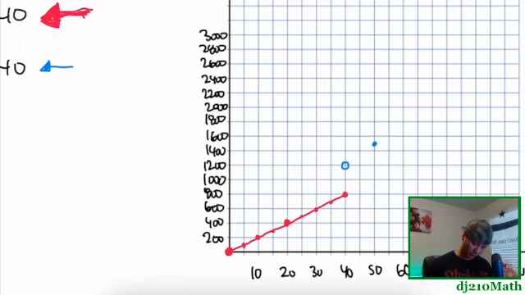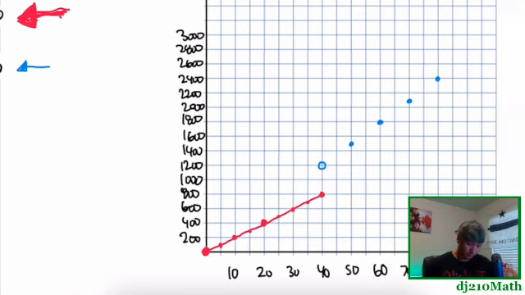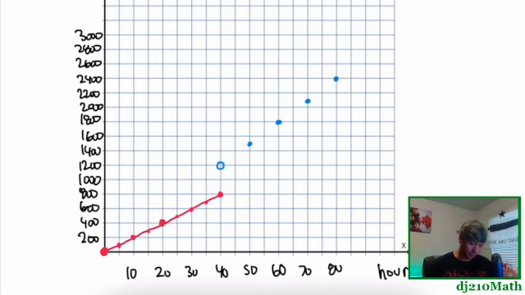Right, and then at 80 hours, she'll make 2,400. Oh, really can't see that. At 80 hours, she'll make 2,400. So connect these dots. You don't typically work past 80 hours. So, I mean, she could, in theory.